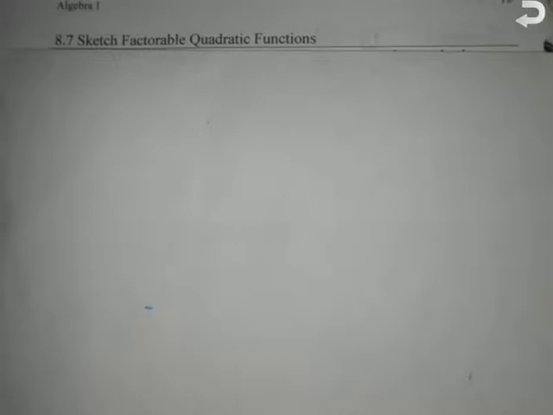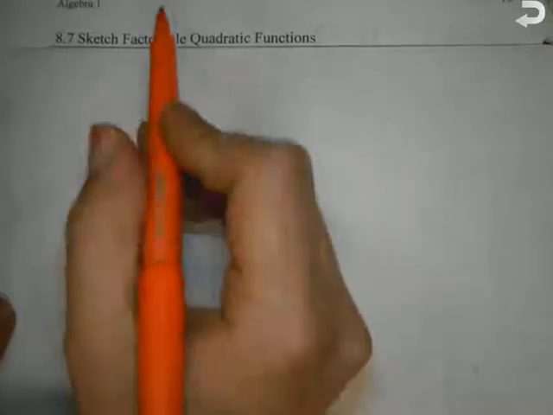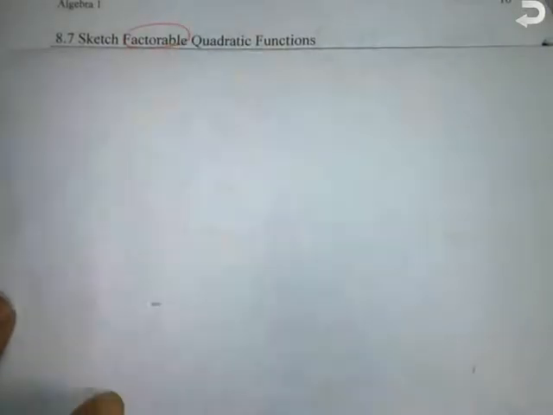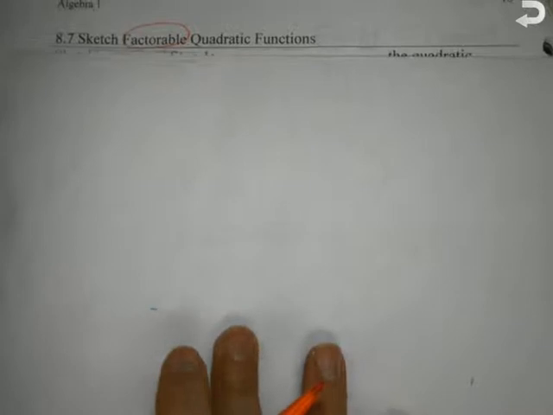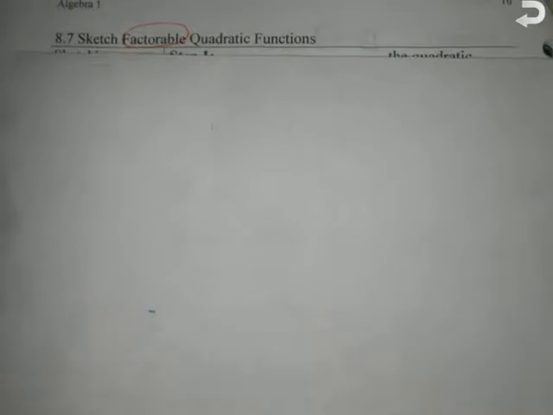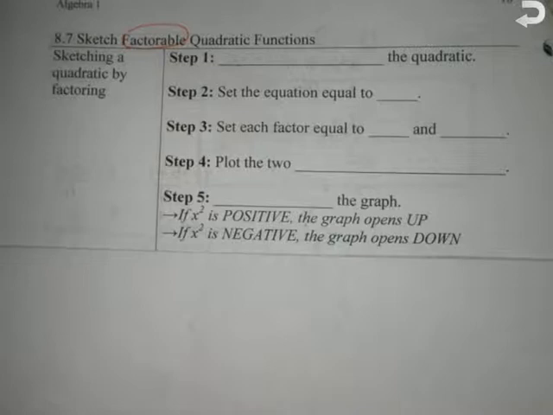8.7, we are sketching quadratics, but what do you guys notice about the title of this one? Factorable. So this should actually be reviewed. This is what we did in unit 5, the last lesson of unit 5, remember? Okay, so we have some steps first that we need to go over and review before we can start factoring and graphing these things.